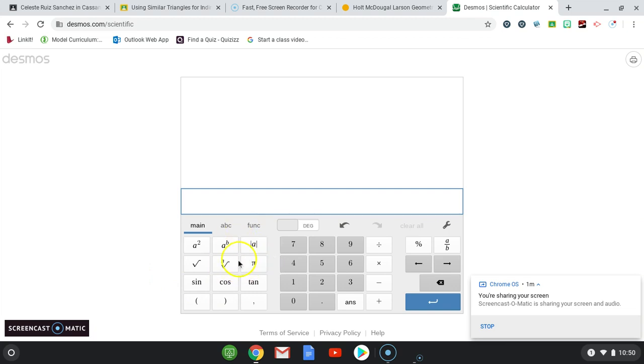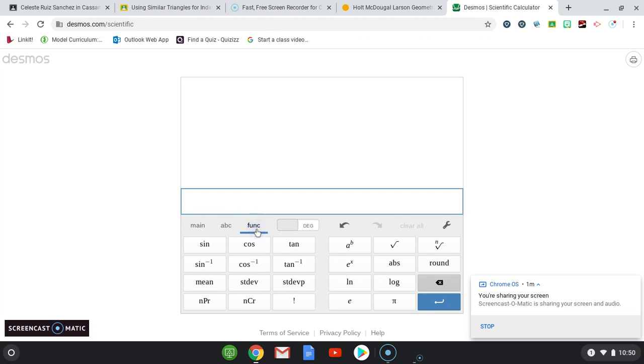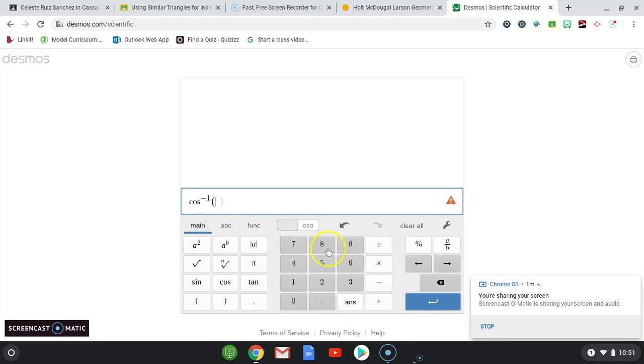So I am going to type that in here, and we have to go to FUNC, which stands for function. When you click on that, you'll see that it brings up the inverses as well as the original. Don't accidentally use the original trig function. We need to use the inverse, and the inverse of that trig function is going to help us solve for the angle. So inverse of the cosine function, and then I go back to main and do 8 divided by 17. And that is how we solve for the angle.